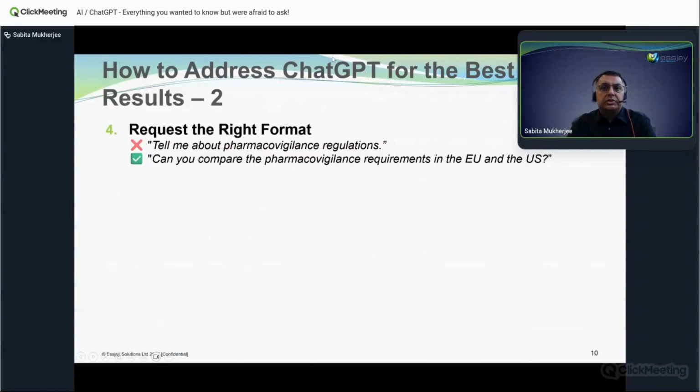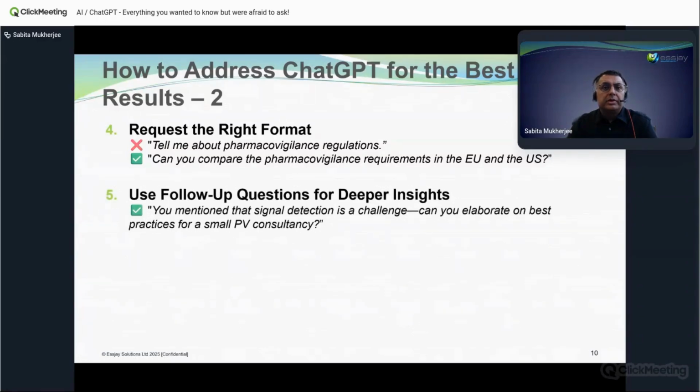Use follow-up questions for deeper insights. So build on previous responses to refine the information you receive, rather like having a conversation. So you would say, for example, you mentioned that signal detection is a challenge. So that would have been a previous question that you would have asked ChatGPT. And your response would be, can you elaborate on best practices for a small PV consultancy?